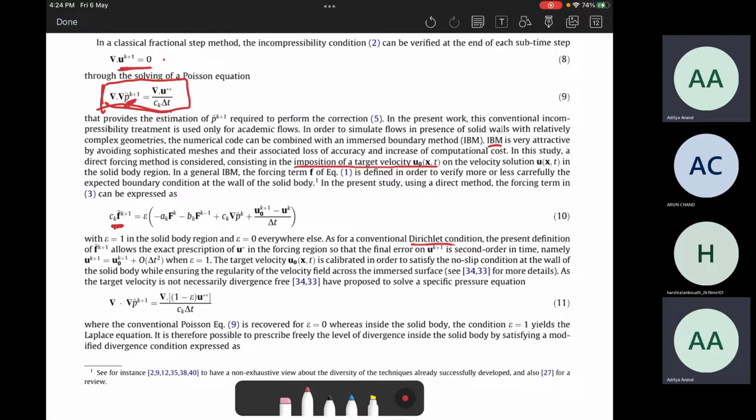So what they do is they use the immersed boundary method, and they impose a target velocity in those regions. If you have a cylinder in this channel flow, you can impose a target velocity of zero in this region. For that, they have defined a forcing term as follows. Now, when you're inside the solid body, your epsilon is 1, and elsewhere your epsilon is 0. So outside the body, there is no forcing. However, inside the body, the forcing term is written as follows.